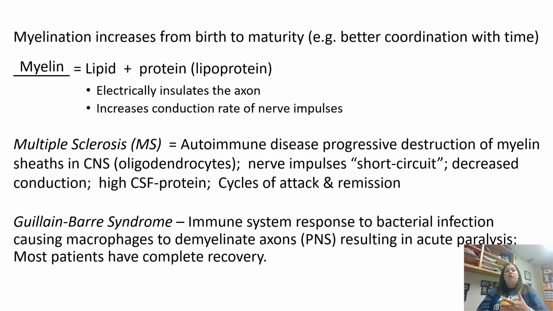When we look at the peripheral nervous system, we see that when the immune system attacks these myelin sheaths in the peripheral nervous system, it's known as Guillain-Barré syndrome. However, in this case, they're not killing the Schwann cells, so the Schwann cells can continue to replace the myelin. So a lot of times patients can actually recover from their different symptoms or issues that they have with the Guillain-Barré syndrome.